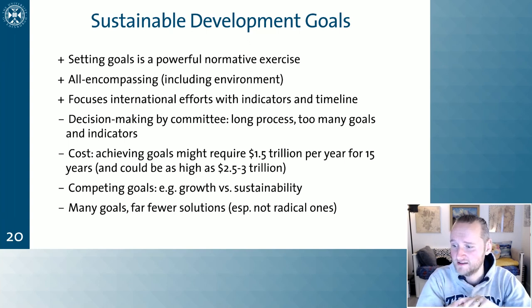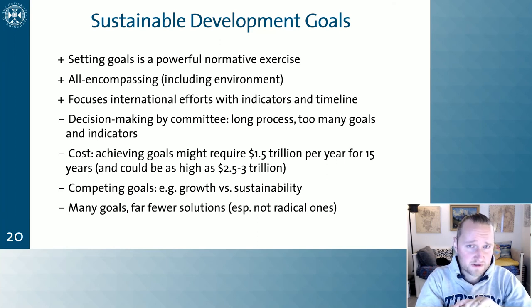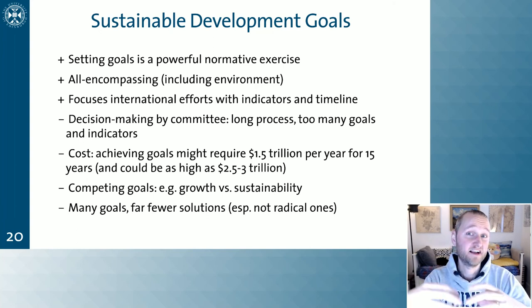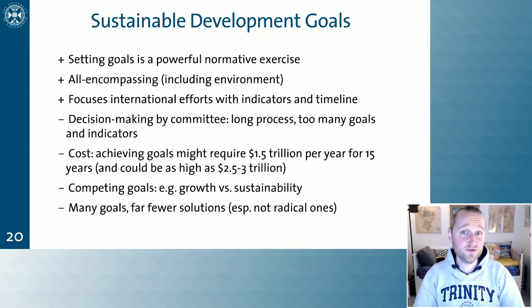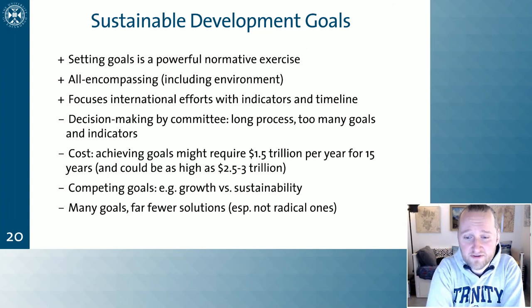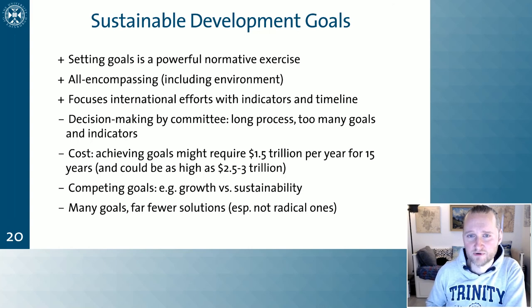I already talked about this, maybe in the critical approaches lecture, where I said that if you suggest in a discussion about global inequality, for example, or about climate change, that the capitalist way the international economy is set up is a contributor to that, you probably get kicked off the stage or don't get invited in the first place. In this case too, far fewer solutions are being discussed at the UN level than goals, and more radical ones, like rethinking how the global economy is structured, tend not to be encouraged in these discourses.